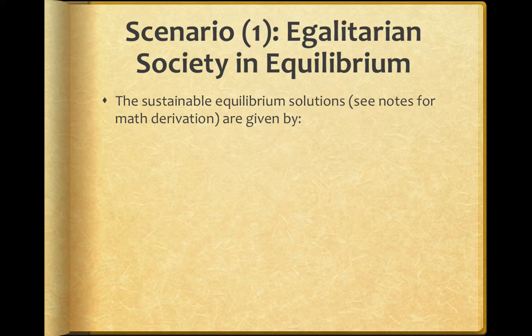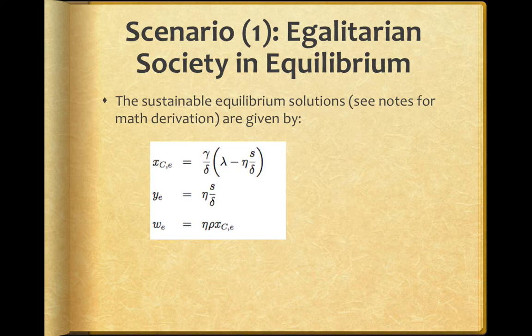So the sustainable equilibrium solution, and I'll ask you to look at the notes. I did a little bit of algebra there to derive these values, but essentially these are the equations. In the egalitarian society, you have no elites. So you get three sustainable stocks in equilibrium: the commoner population, the nature, and the wealth in equilibrium. These are essentially the relationships, and you can calculate these given the parameters.